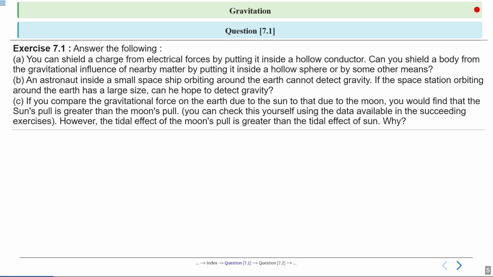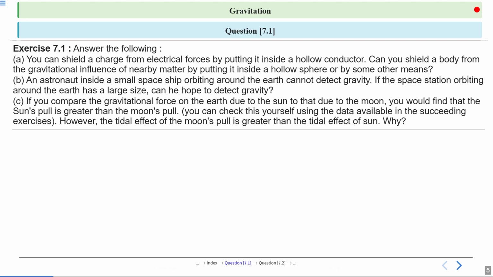So the question is, answer the following. There are 3 parts: A, B, C. First, A is: you can shield a charge from electrical forces by putting it inside a hollow conductor. Can you shield a body from the gravitational influence of nearby matter by putting it inside a hollow sphere or by some other means?